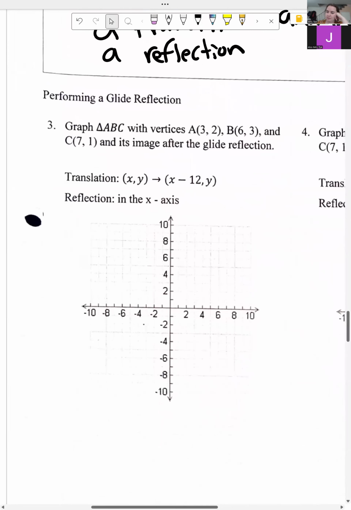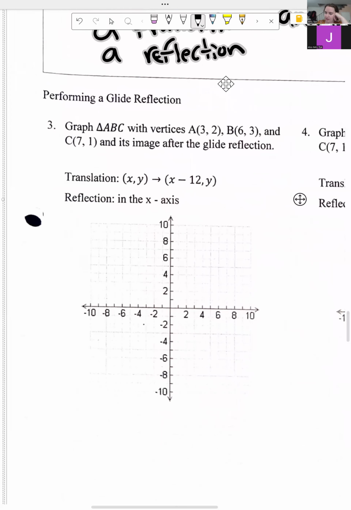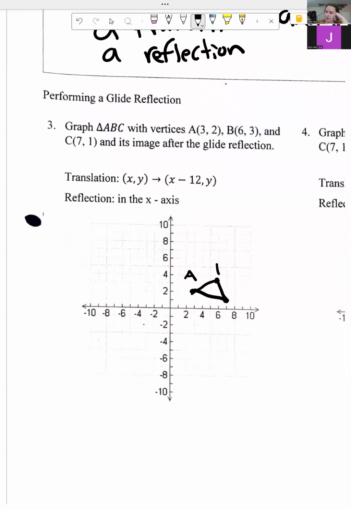Let's start with this first one. We are going to graph the triangle ABC. A is at 3, 2. B is at 6, 3. C is at 7, 1, right there. You'll connect those. You will label, always label. It helps you keep track of everything. Okay, and then we're first going to translate it, so we're going to make it glide. This says to go left 12.